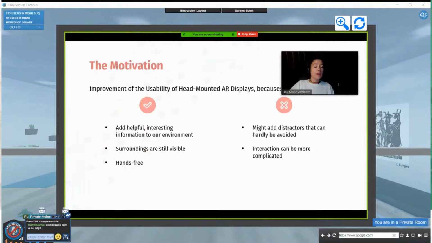On the other hand, head-mounted displays might add more distractions because we cannot easily put the screen away, since it's obviously mounted to our head. And also because the interaction can be more complicated, because gesture recognition or voice control might just not feel as intuitive as using a screen or a keyboard as we are used to.